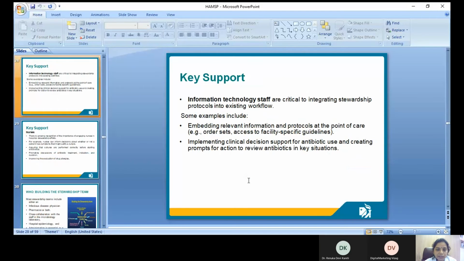Even IT staff has a crucial role in implementing the antimicrobial stewardship program. So they can set up the protocols in the form of order sets, access to the facility, and specific guidelines.